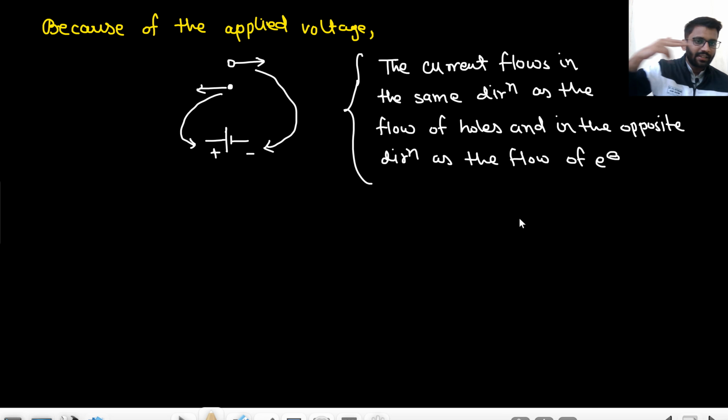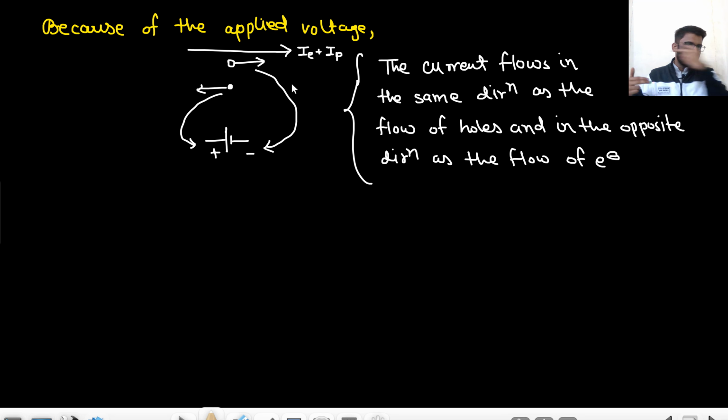If the holes are flowing in this direction, that means the total current will be flowing in this direction only, because of holes and because of electrons. P is for hole, E is for electrons. Because of electrons going that way, the current will flow in this direction. Holes are going that way, so the current will flow in this direction. So in the forward bias, the current will flow, right?